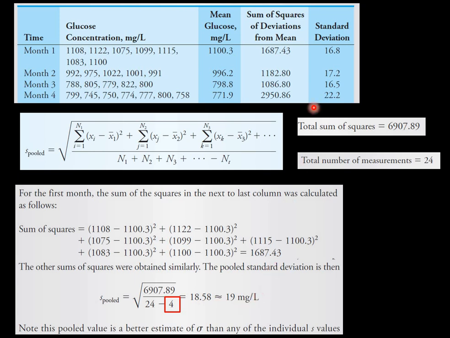And you see for the individual sets the range is from as low as 16.8 to as high as 22.2. So you are quite confused as to which one is the correct or more correct, and it is supposed to be the more accurate one, this S pooled, 19. Okay.